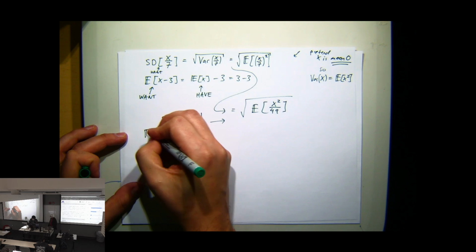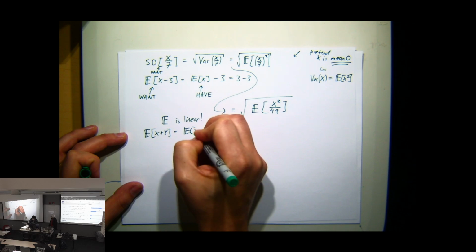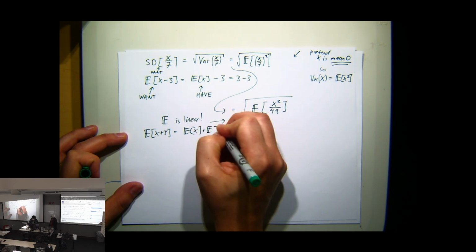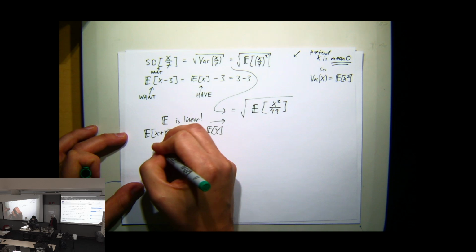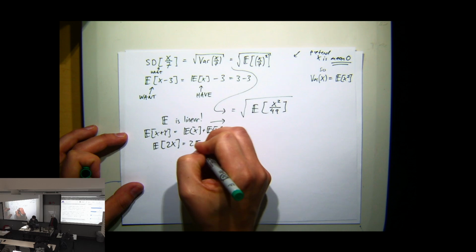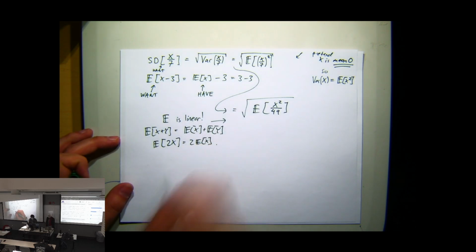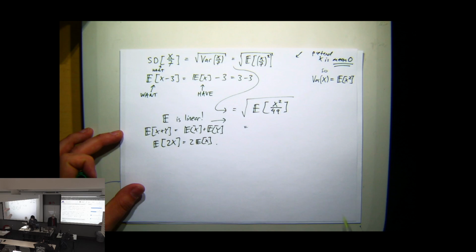So linear means the expected value of x plus y is the expected value of x plus the expected value of y. And you can do constants. The expected value of 2 times x is 2 times the expected value of x. These are both things we talked about. Of course, you can't do ones that aren't these, but these are both allowed. So, okay, what does that mean?